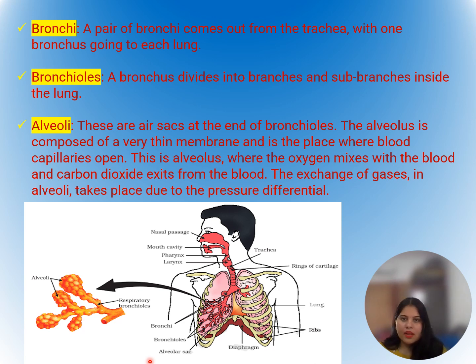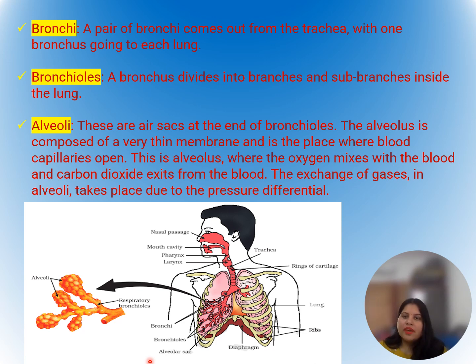thin membrane, and it is the place where blood capillaries open. And in the alveoli, blood capillaries open because blood can carry the oxygen and carbon dioxide gas. So blood capillaries bring the oxygen and take away the carbon dioxide gas in the alveoli. So this is the alveolus where the oxygen mixes with the blood and carbon dioxide exits from the blood. So actually this is the site of gaseous exchange.